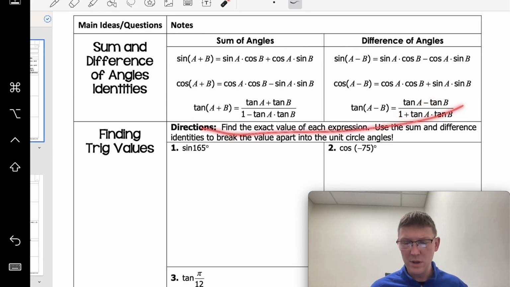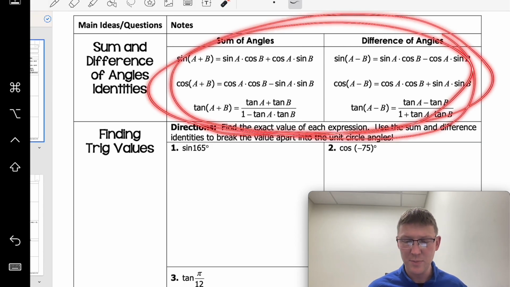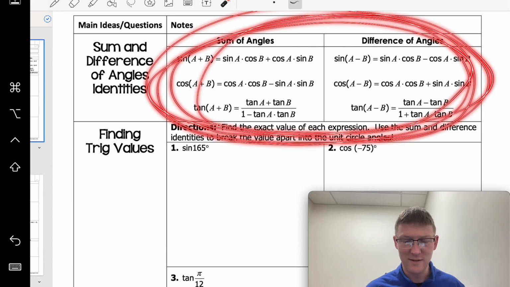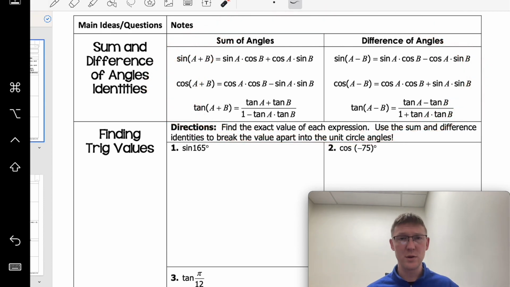Again, we're going to be using this sheet. I'm not going to have you memorize them. You're going to be able to use your trig sheet on the test, but you need to be able to look at this and problem solve with those things. So it's really important to be familiar with it, even if you don't have them memorized.